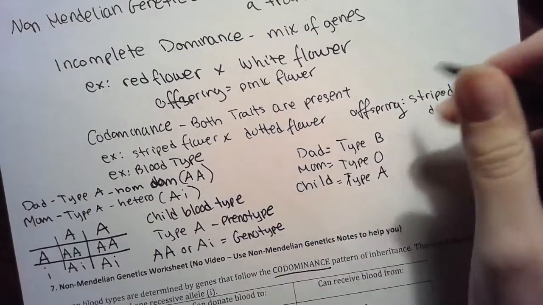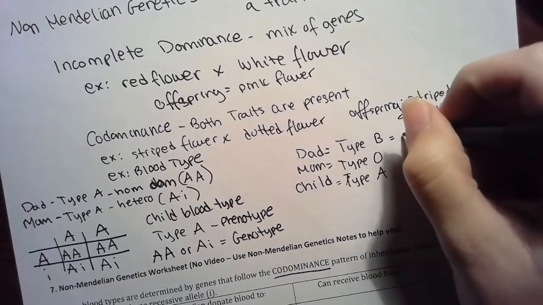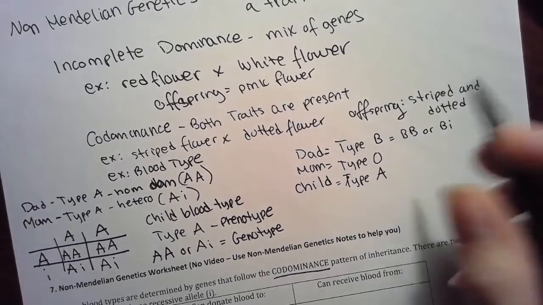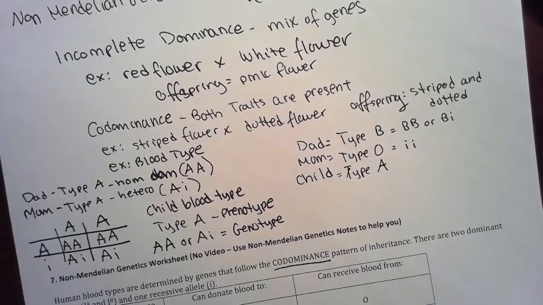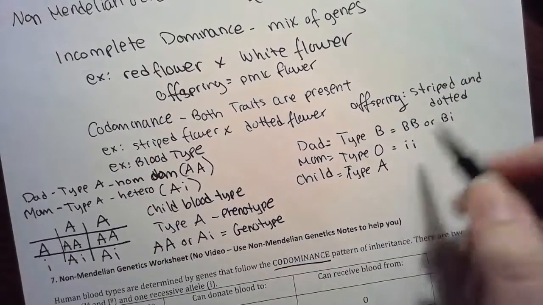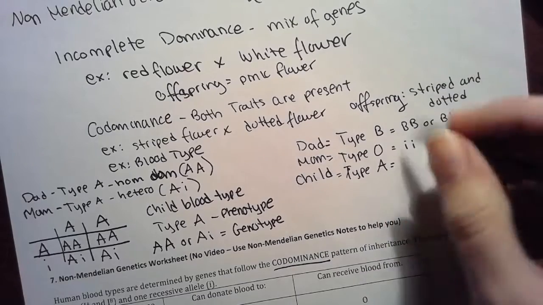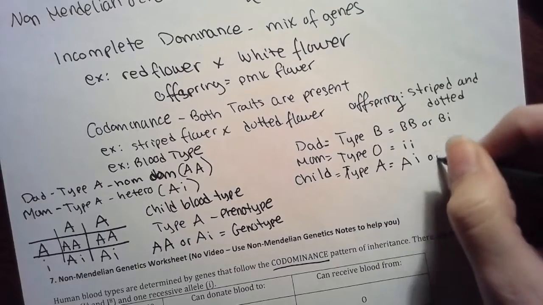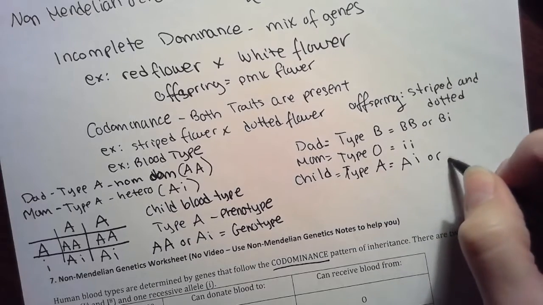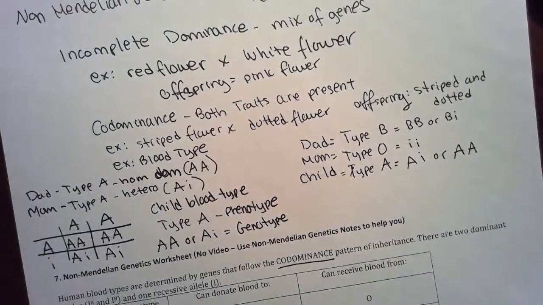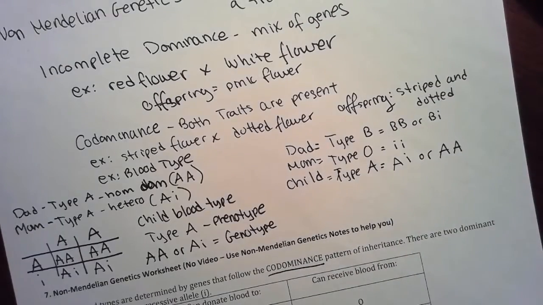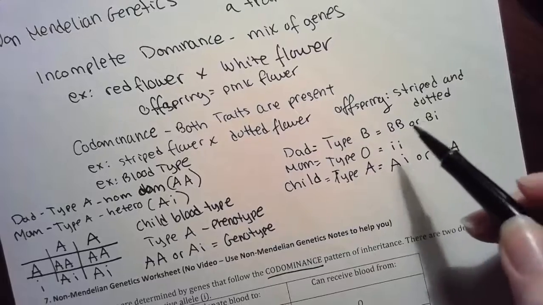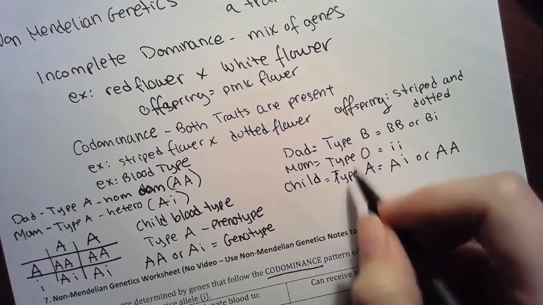So if we say that the dad is type B, that means that he could either be homozygous dominant or he could be heterozygous, either one. My mom, I only have one genotype. I know that she has to be homozygous recessive. If my child is type A, then the child could be either heterozygous or homozygous dominant. So how can I figure this out? Because my dad has two different options for his genotype, I'm going to need to do two Punnett squares against the mom.